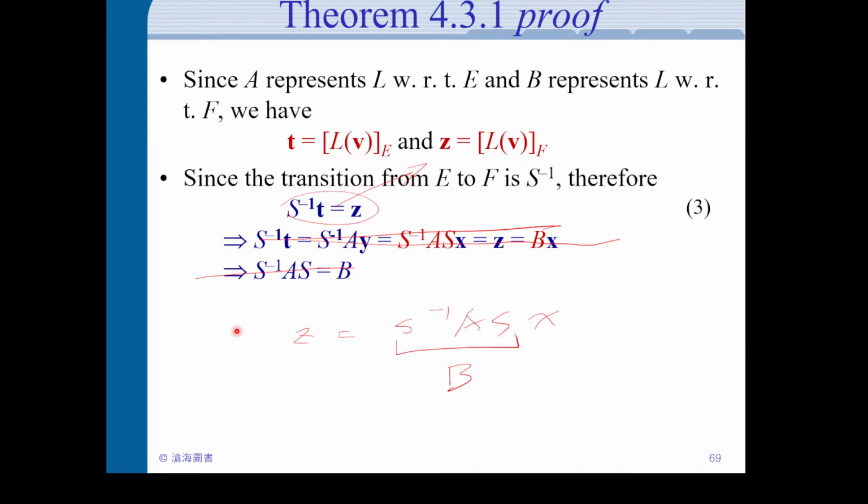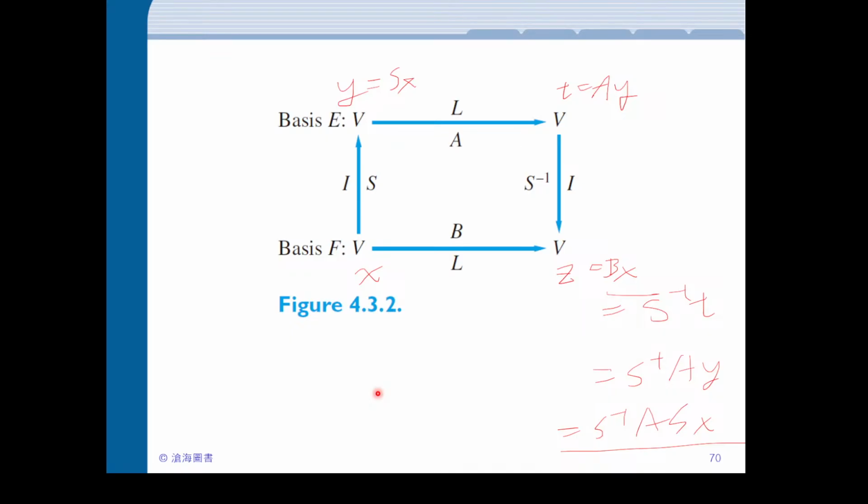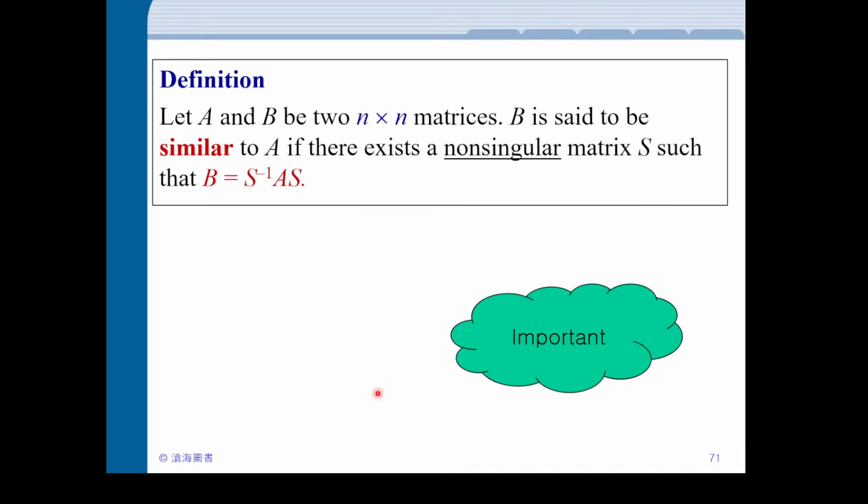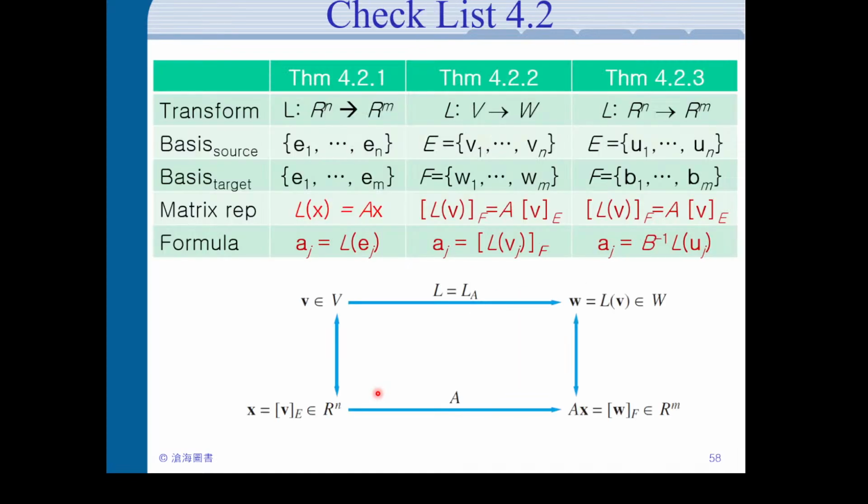Okay, and now we want to talk a bit about the structural idea of this S minus 1 AS. So if you want to calculate this, then it's just a special case of our 4.2.3, right? So once again, remember 4.2.3 tells us basically how to change the coordinate in a more general way. You can change the coordinate here and then change the coordinate here.